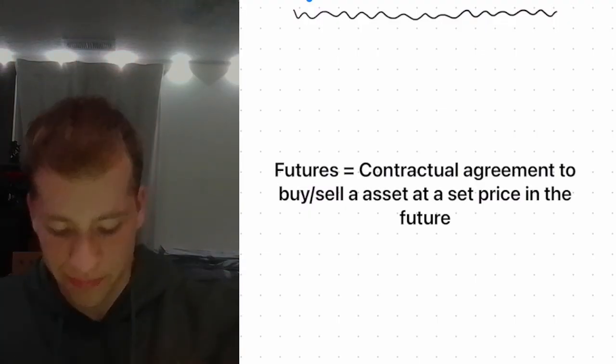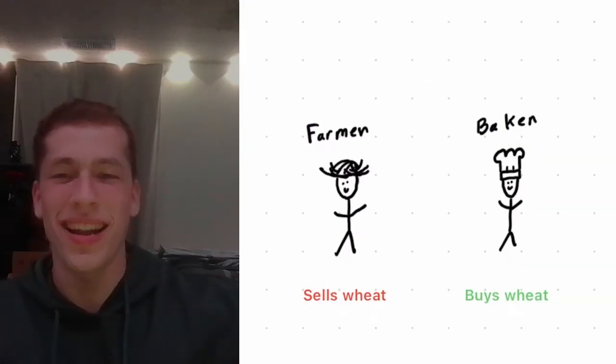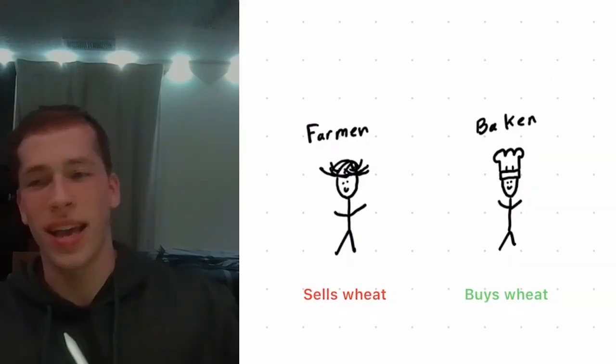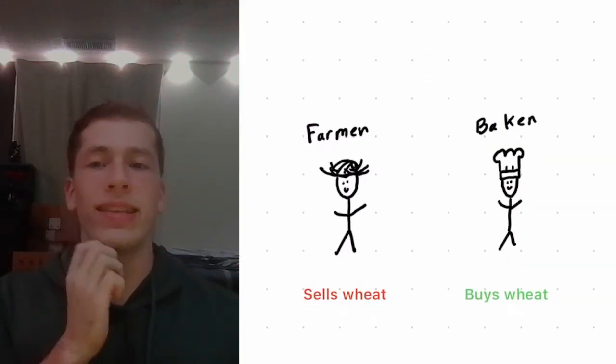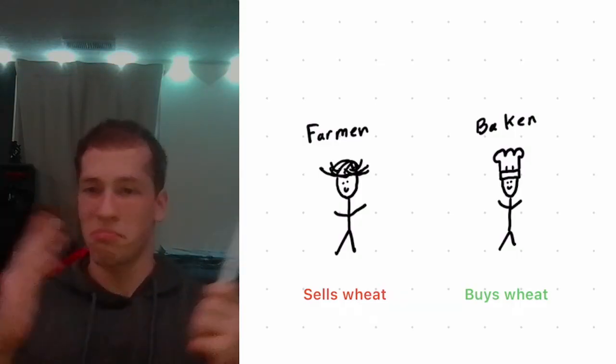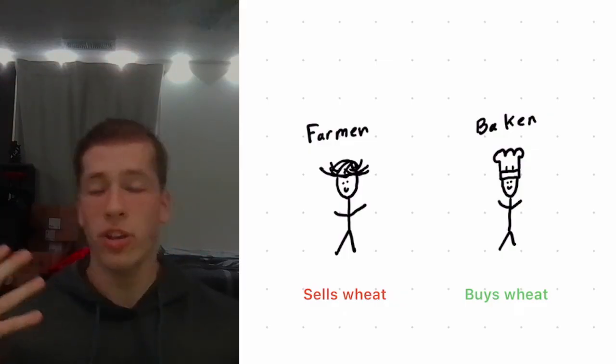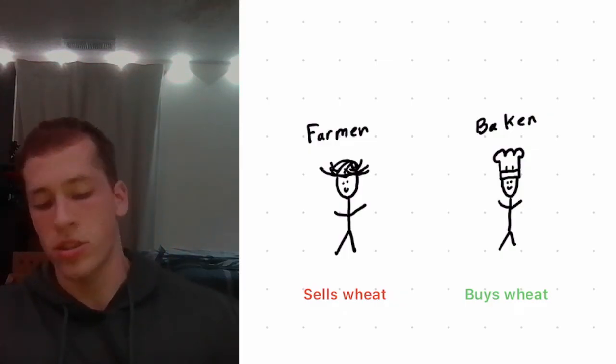Let's do an example. So we have our farmer and our baker. That was my attempt at a straw hat. Let me know how I did. The farmer sells wheat and the baker buys wheat. Pretty straightforward. The baker wants to make bread for his bakery, and the farmer wants to sell wheat to make money.